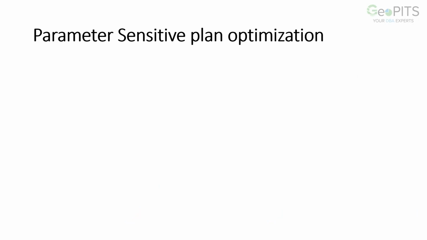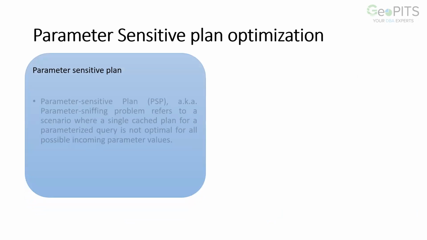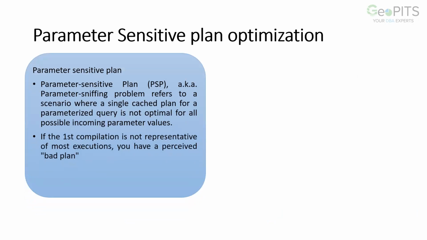Here is a short intro of parameter sensitive plan optimization that I just want to go through. We have the plan sniffing problem, mostly parameter sniffing. In that scenario, the cached plan for the parameterized query is not optimal for all possible incoming parameter values. I want to show an example.